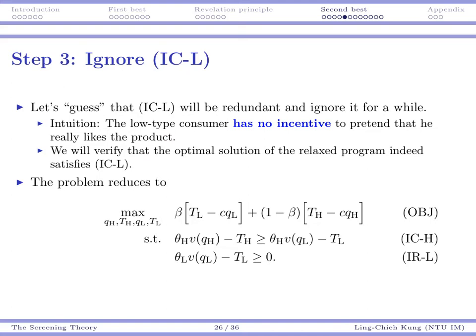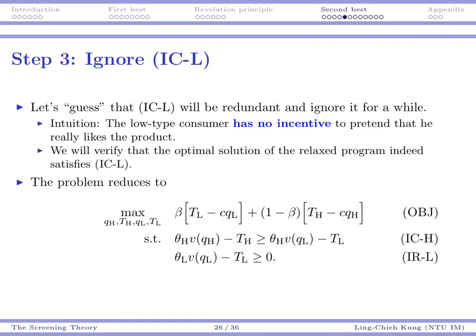Okay? If you ask a consumer and he really hates your product, there's no reason for him to say your product is good, I'm going to pay you a lot of money. That's impossible. So we have this intuition, and that intuition guides us to assume that ICL should be redundant for a while. I'm going to ignore or relax ICL, and later when I get an optimal solution, I will check whether that constraint is really satisfied.